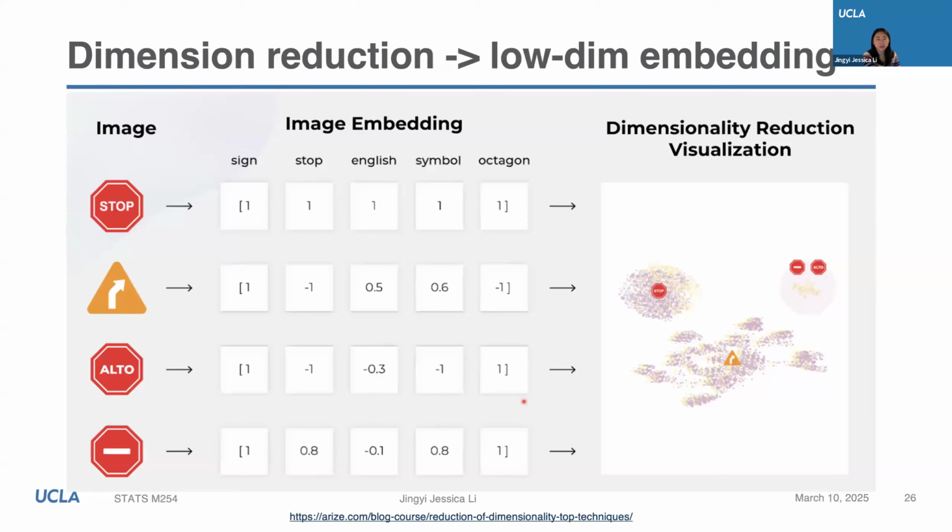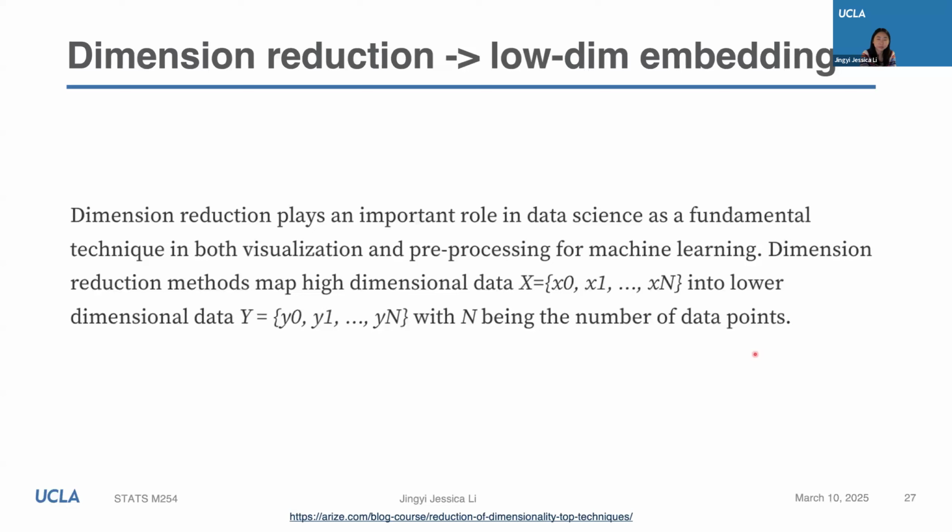Essentially, you first want to have an embedding for the images. You may encode each image as a long vector, for example with features like sign, stop, English, symbol, octagon. You can give a value for each dimension to describe one image. Then, supposing the embeddings are reasonable, you want to project them to 2 dimensions to visualize the relationships among the data points. Dimension reduction plays an important role in data science as a fundamental technique in both visualization and pre-processing for machine learning.